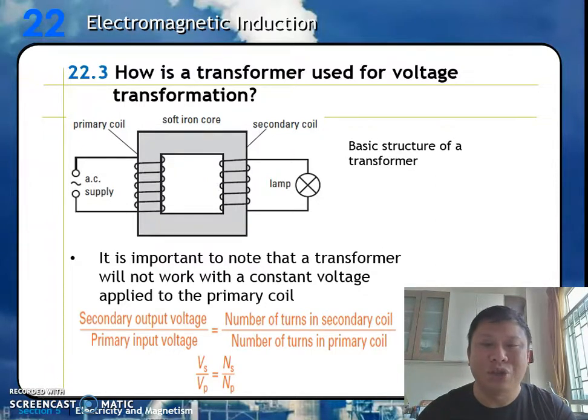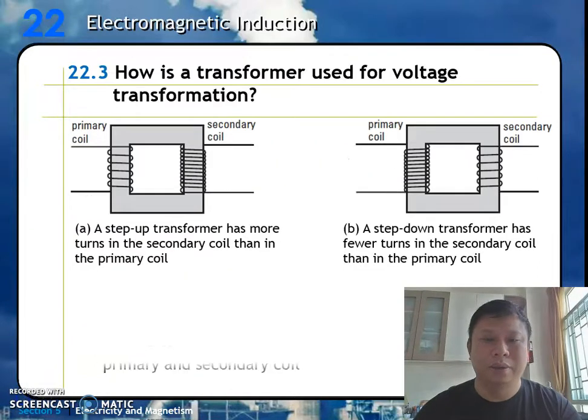And this shows the relationship between the secondary output voltage over the primary input voltage to the number of turns in the secondary coil over the number of turns in the primary coil. And you can see from here that this relationship between the voltages and the number of turns is also known as the turn ratio. So please remember, when they're asking for turn ratio, it's referring to the number of turns in the secondary coil over the number of turns in the primary coil.